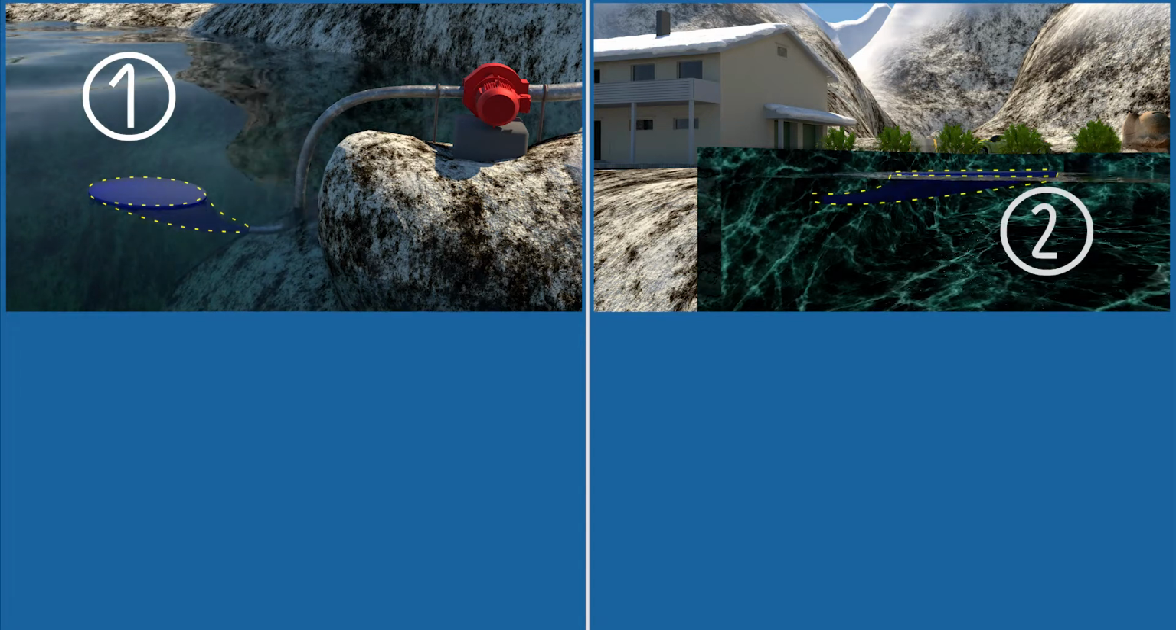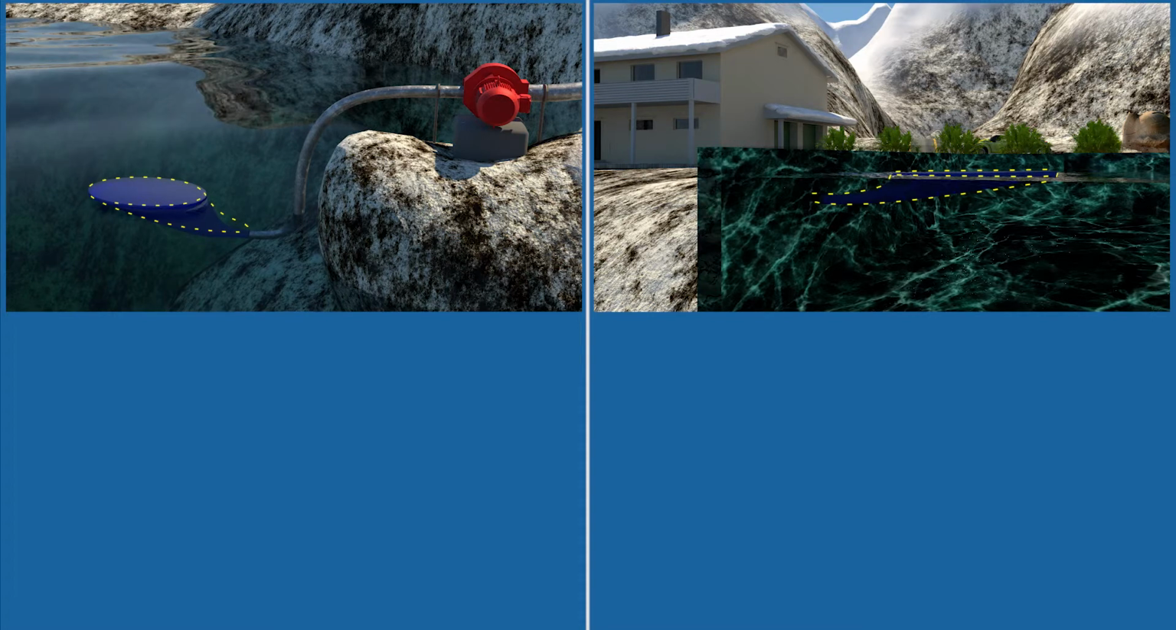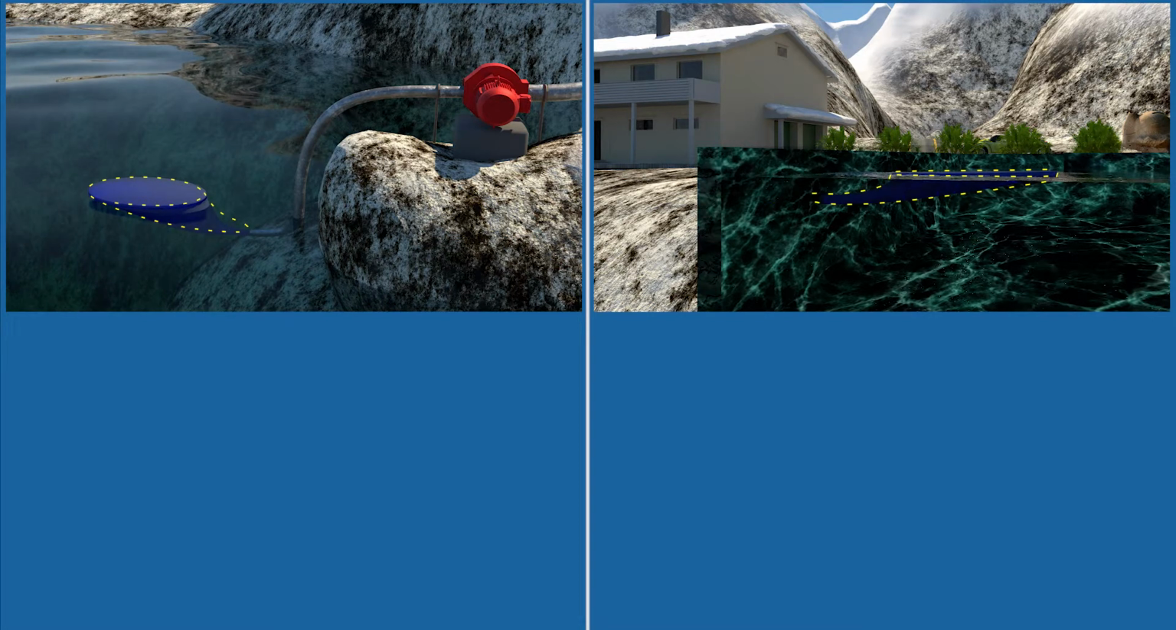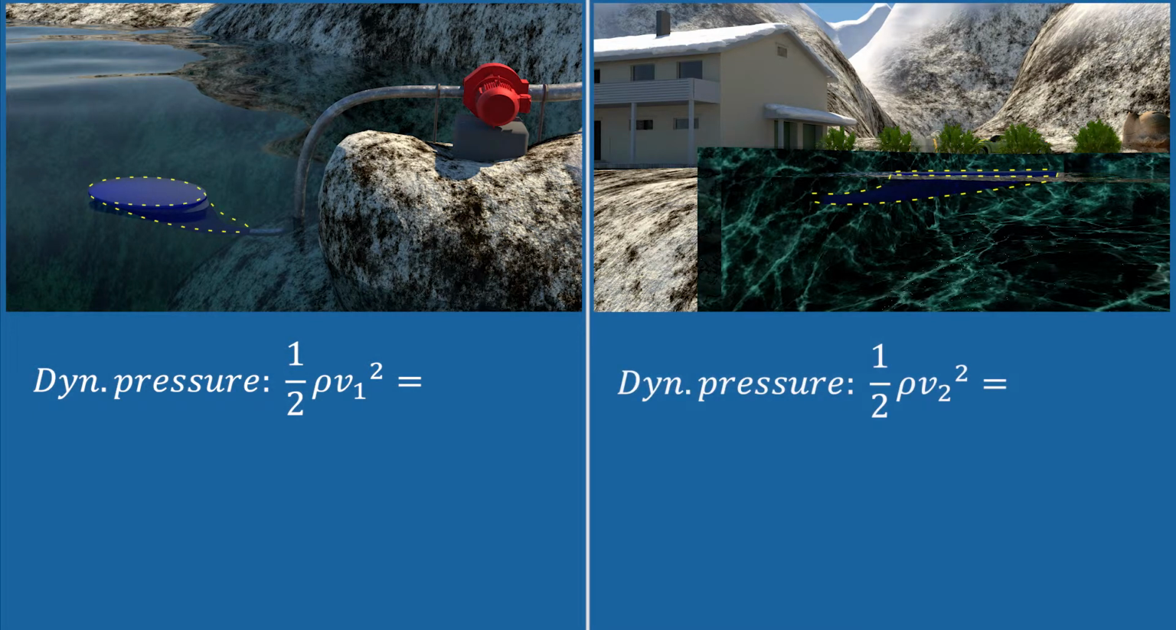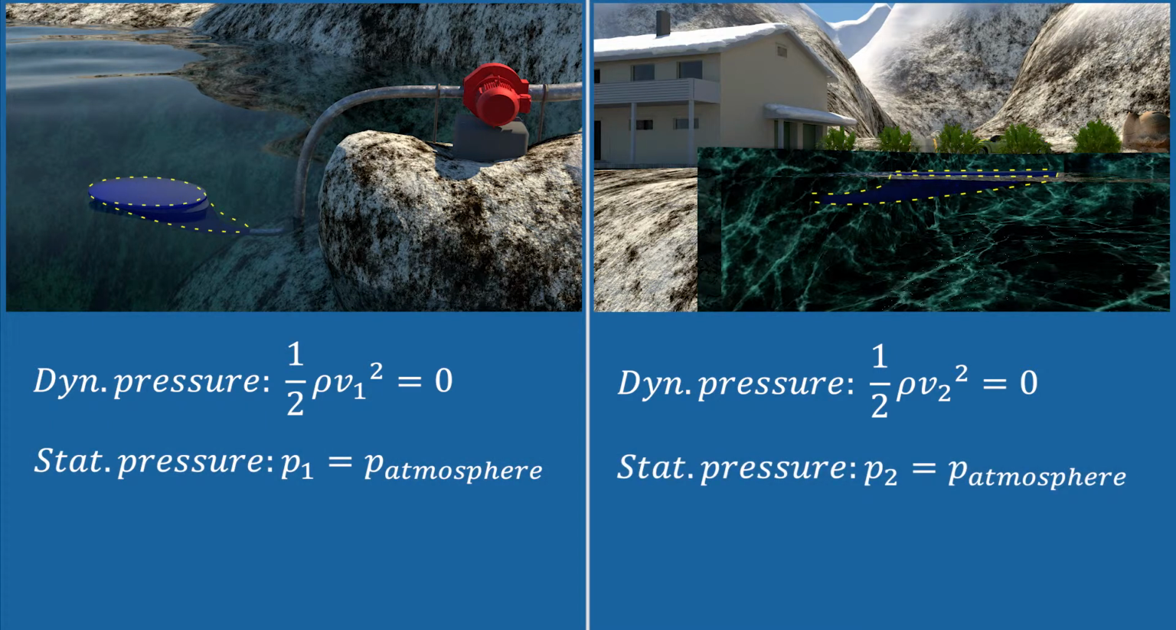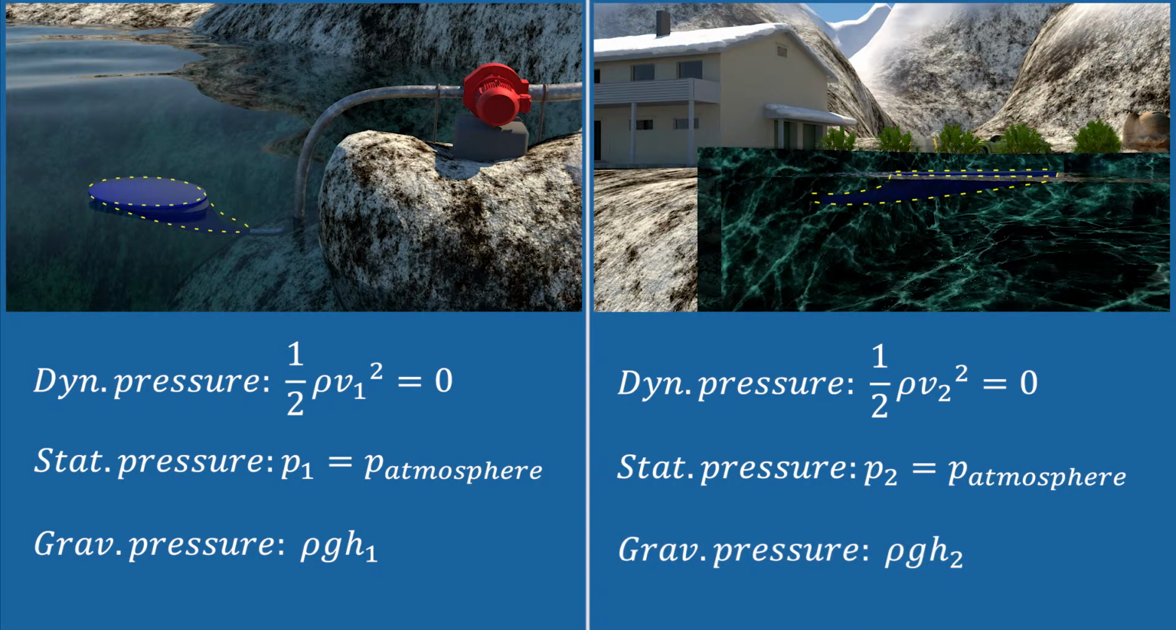As the surfaces of both the lake and the pool are very large compared to the cross-section of the pipe, the velocities v1 at the entry of the stream tube and v2 at the exit on the pool surface are negligibly small due to continuity. Both dynamic pressures can therefore be neglected. The static pressures on the water surface of the lake and of the pool are equal to atmospheric pressure and are therefore equal. These terms therefore cancel out of the equation. Only the gravitational pressures ρ times g times h1 and ρ times g times h2 remain.